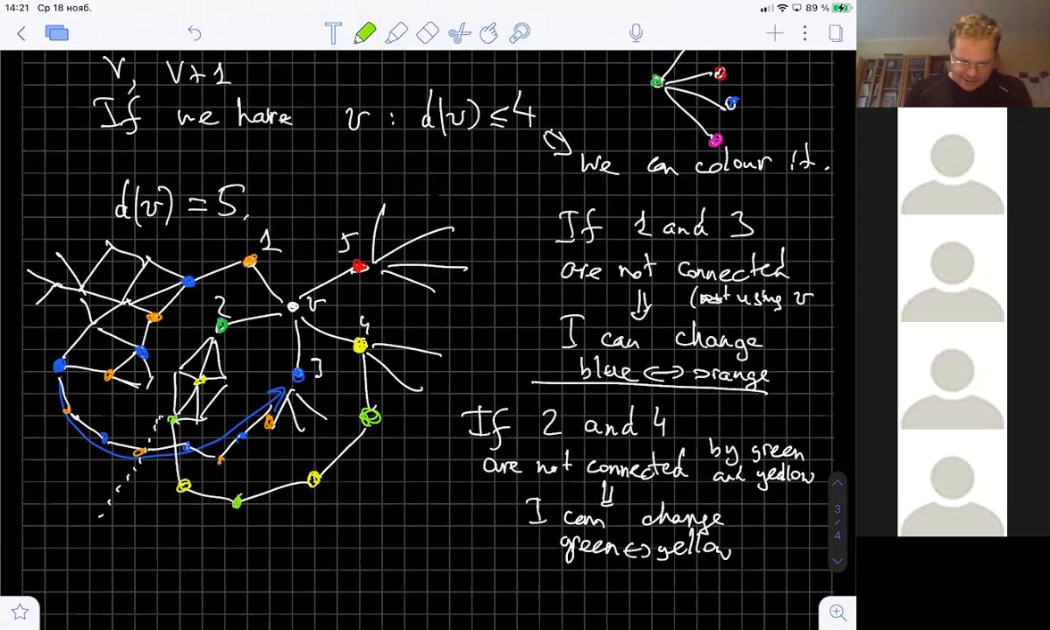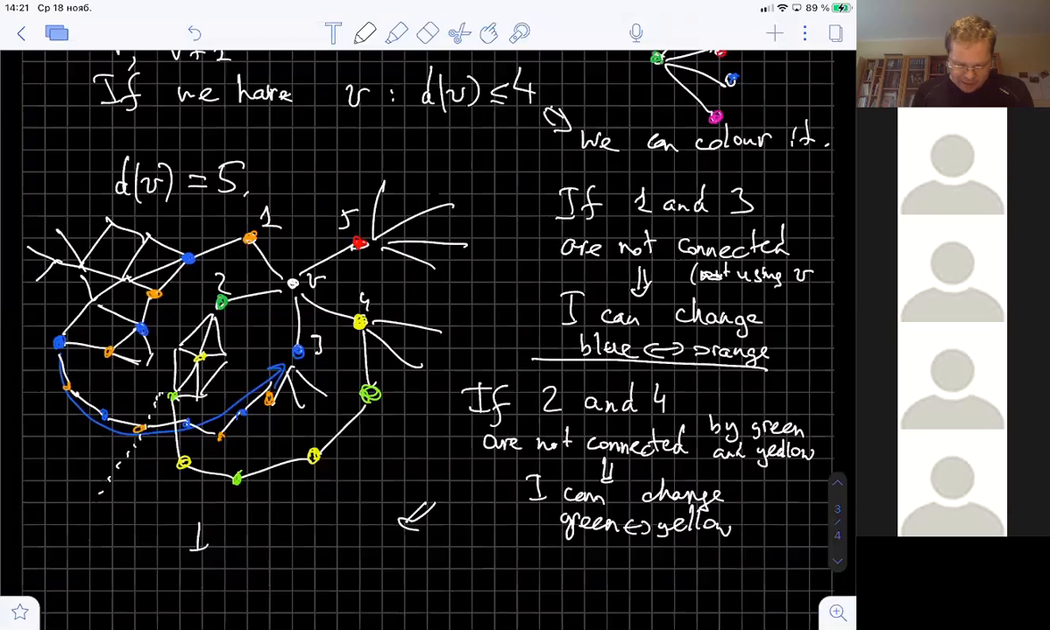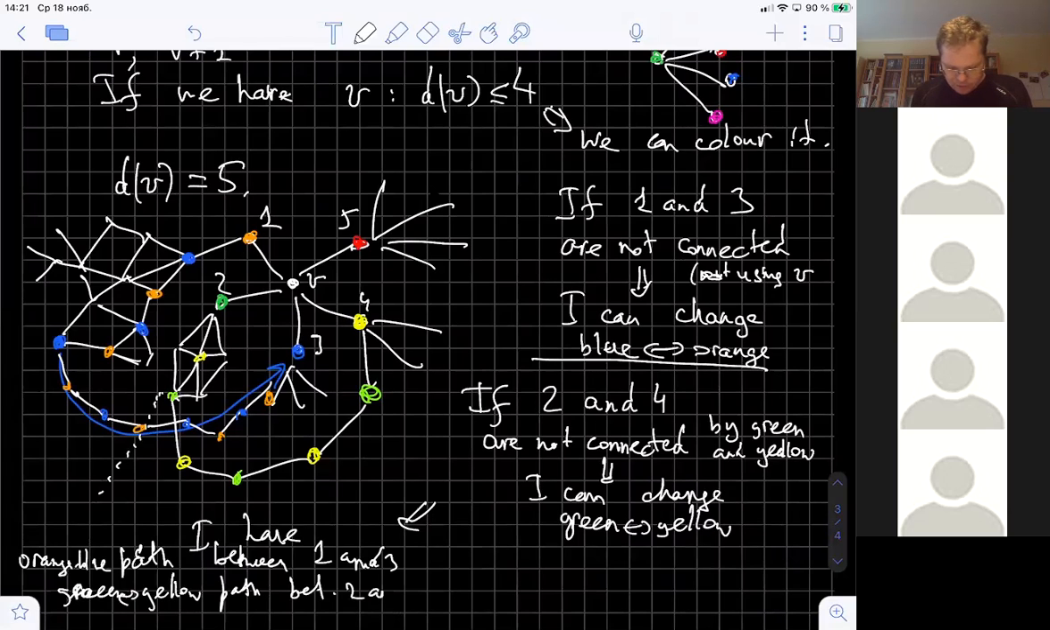So I stated that if I can do either of these two options, then I have an orange-blue path between 1 and 3, and a green-yellow path between 2 and 4.